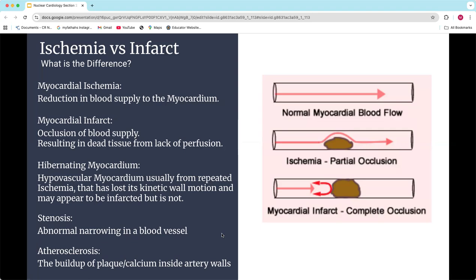Ischemia is a partial occlusion, and then myocardial infarct is complete occlusion, right? Something's been occluded, and in our case, it's dead tissue.